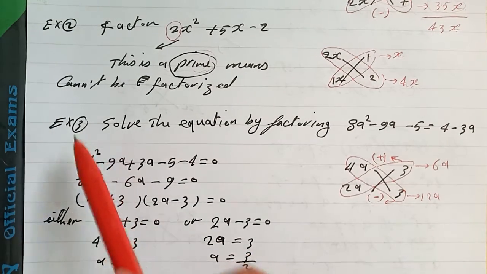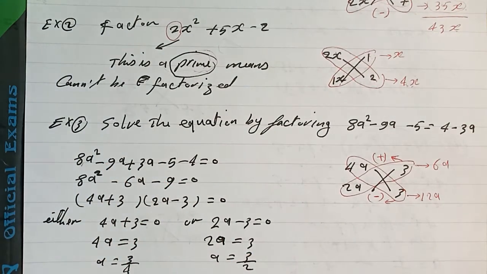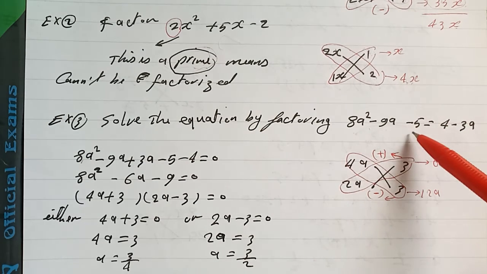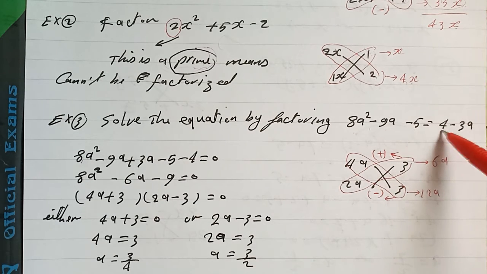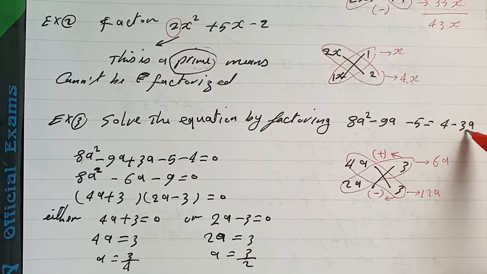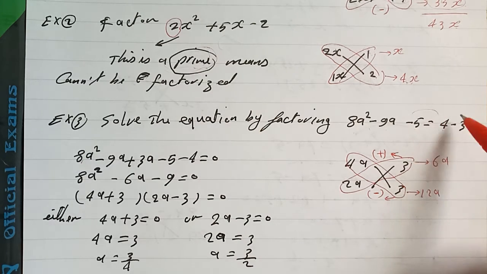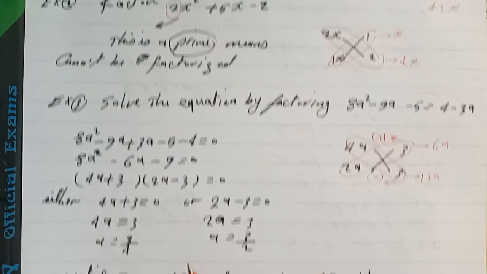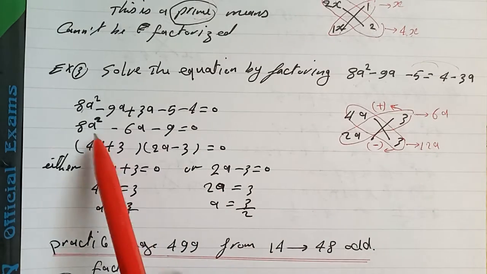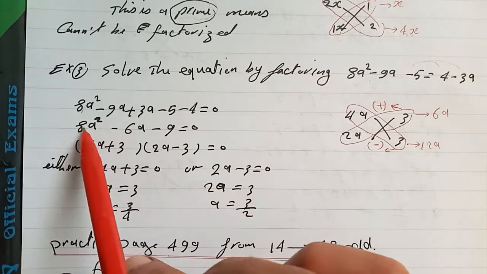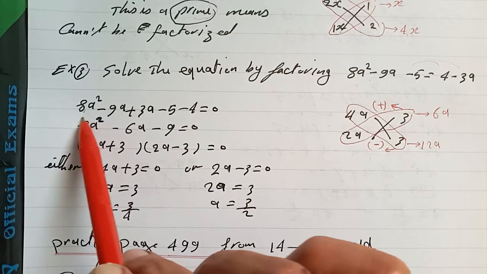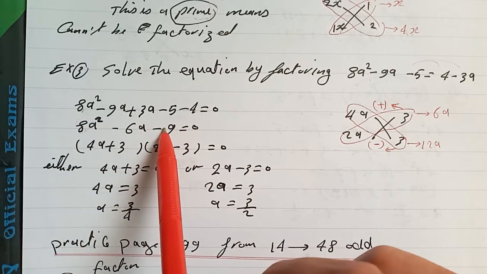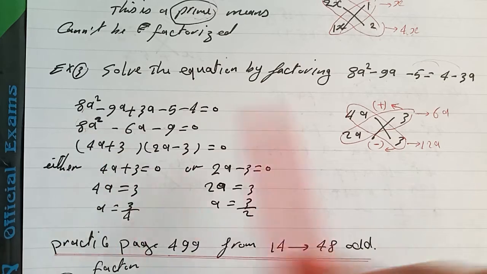Example 3, solve the equation by factoring. 8a squared minus 9a minus 5 equals 4 minus 3a. Oh, take this to the other side and add the like terms. It will be like this: 8a squared minus 6a minus 9. Since a is not a common factor between the three, you need to make the scissors.